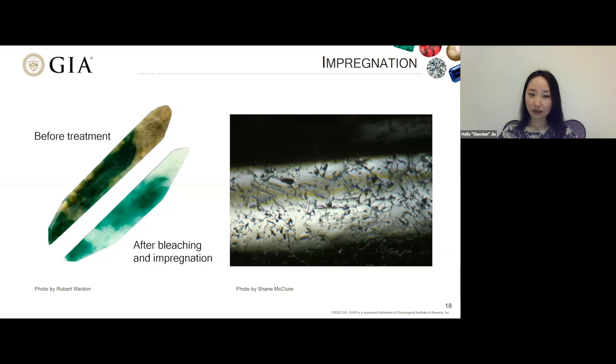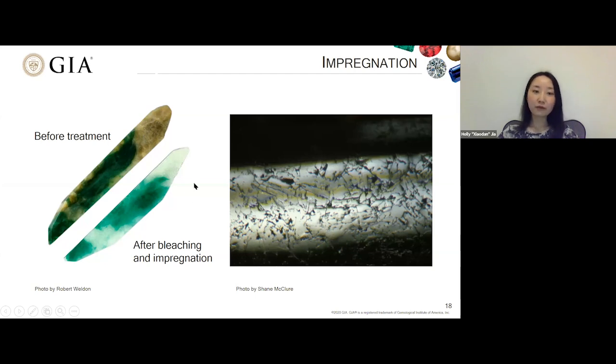After that, the stone may become quite porous or brittle. So in the second step, those open fractures will then be filled with polymer. This stabilizes the stone and also improves the luster and transparency of the stone. And also, as you can see in the before and after image, because the brownish oxidation stain has been removed, the green color also appears more vivid.